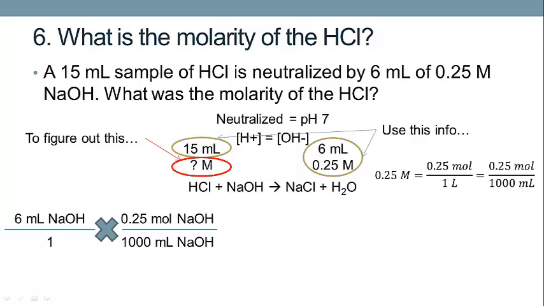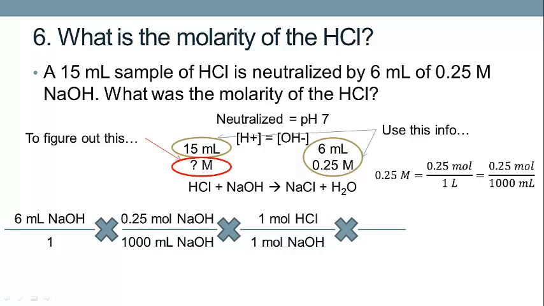At this point, if I solved, that would give me moles of NaOH. How many moles of NaOH reacted? I want to figure out the concentration of HCl, so I need to convert my moles of NaOH into moles of HCl. This is my mole ratio, which comes from my 1-to-1 stoichiometry of my balanced equation. If I stopped here, my answer would be in moles of hydrochloric acid. I want molarity, so that's moles per liter.